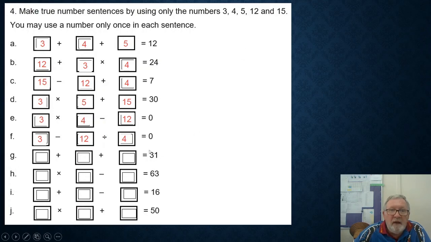All right, plus to come to 31. You're probably going to have to use quite big numbers here. So I imagine 12 and 15 are involved. Yes, they are. 12 and 15 is 27. Add 4, 31.